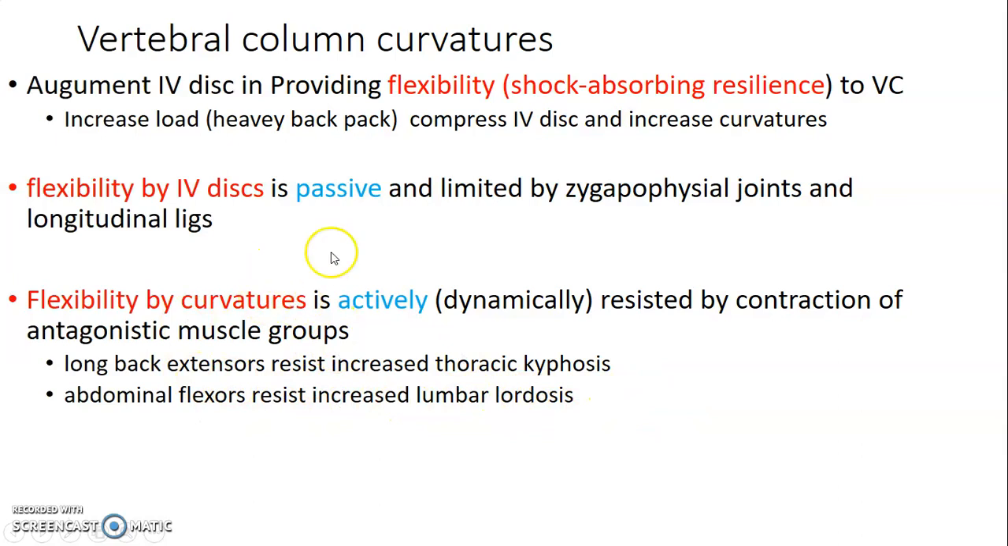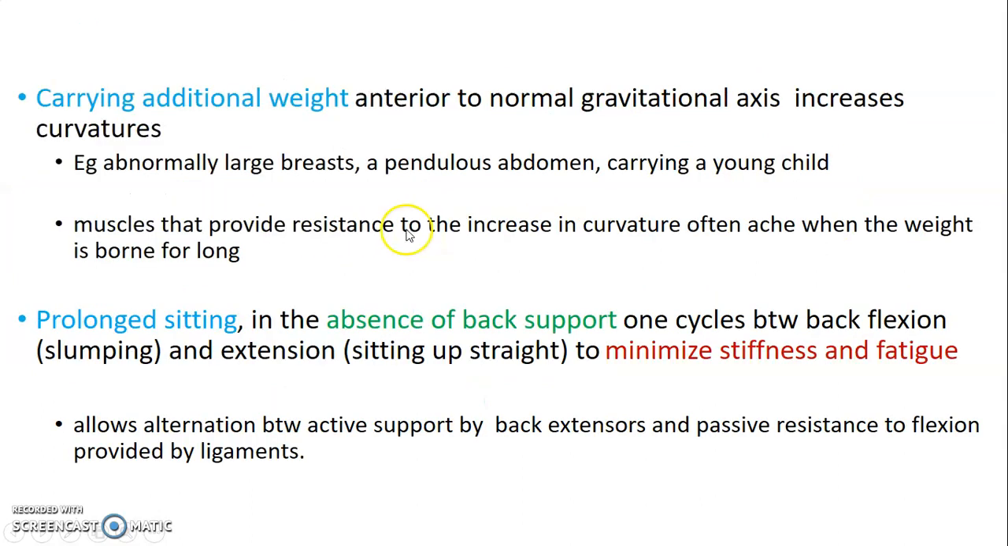That's why we say the flexibility of the curvatures is actively resisted by contraction of antagonistic muscle, while the flexibility of IV discs is passive and limited by zygapophyseal joints and the longitudinal ligaments.